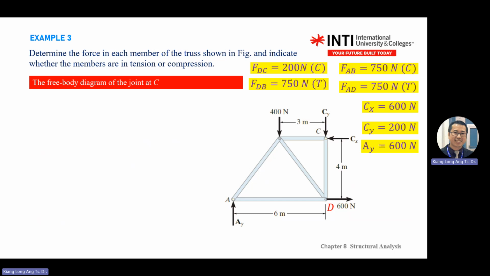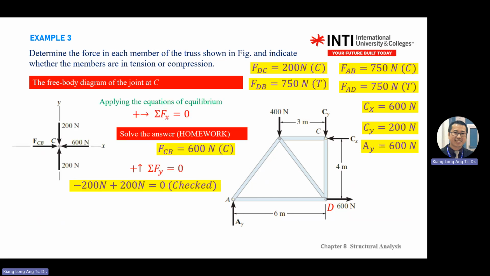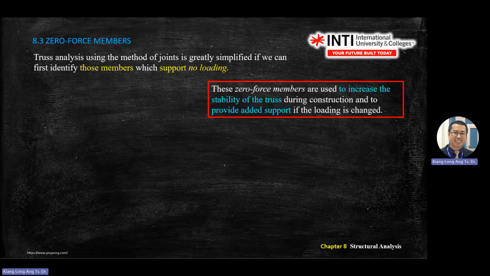All the forces equal 0. Then you find one member and look at the arrow. Remember to put C or T at that member. If it's a reaction force, then no C or T. For example, in this one, CX, CY, AY, all these are the connector or the reaction, so no C and T. Don't write C or T on those. Okay, number 3, done.